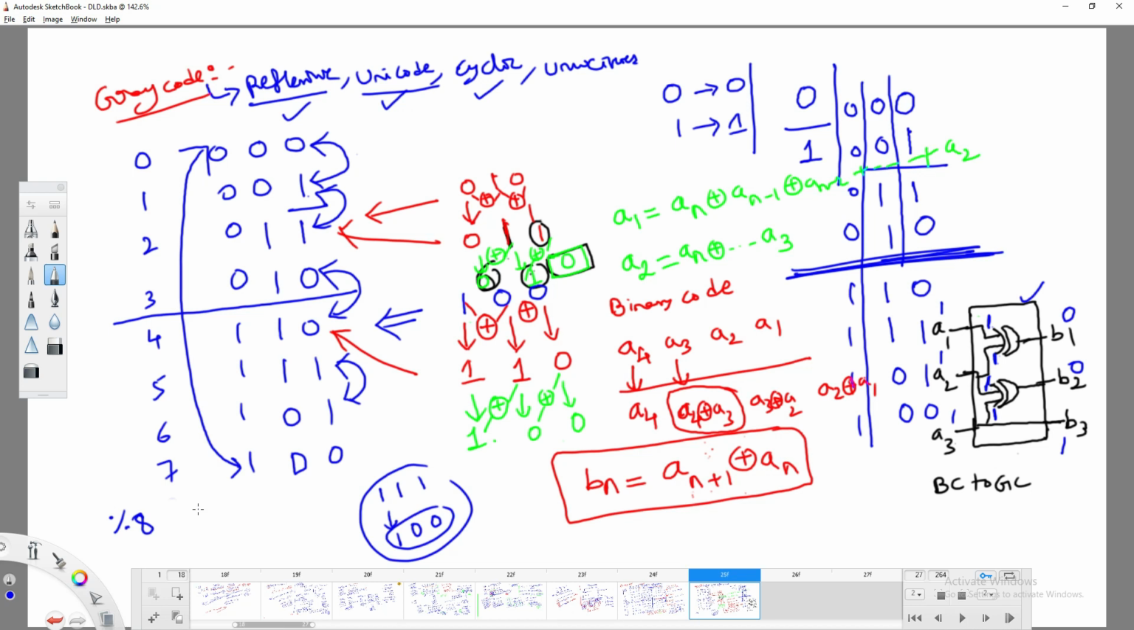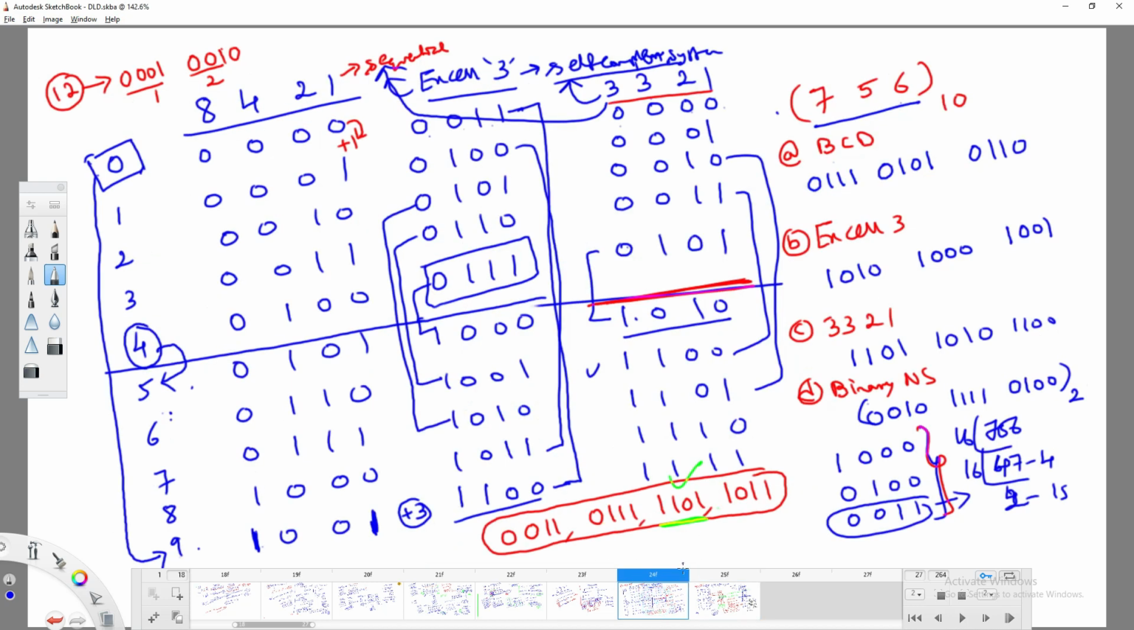Modulus 8, what is the range of values we are going to get if you give n as the numerator? 0 to 7, right? From 0 to 7, you are always going to get these values. Cyclic code. Next, this one is an unweighted code, which you know. Okay, fine. So this is the concept of Gray code, in summary.